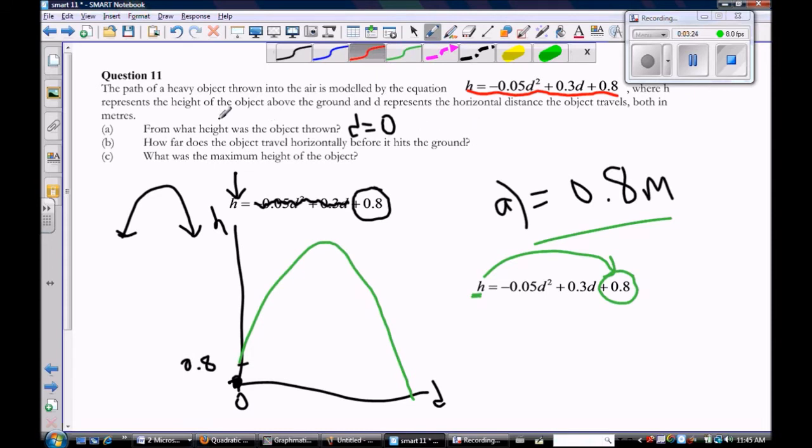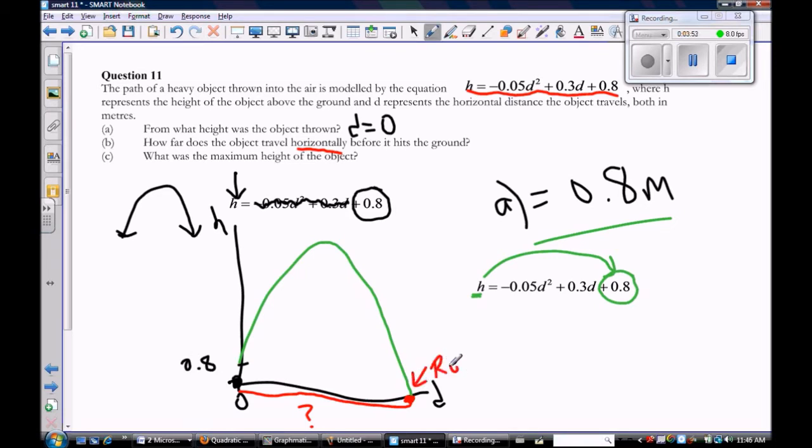First of all, it says, how far does the object travel horizontally before it hits the ground? This is why I like having this little sketch, because it's not that meaningless in the end. It's saying when I throw it, it travels in a horizontal direction. And at this point here, it hits the ground and stops moving. So to answer B, I want to know what this distance is. How am I going to find that? Well, obviously this point here is a root. So I know that I have to get my roots for this particular relationship.